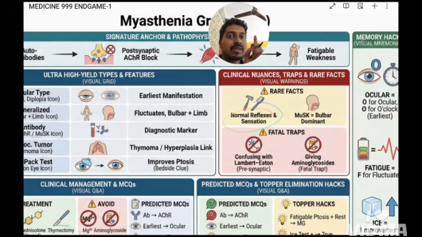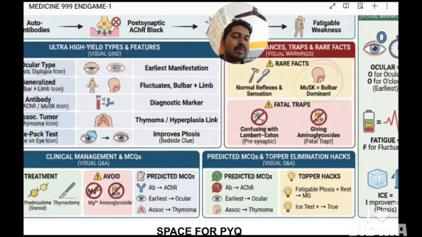Sensory pathway is also normal. So this is a neuromuscular junction defect. This is not a nerve defect. Next, MuSK antibodies are more predominant in the bulbar type of myasthenia gravis. Okay, the bulbar variant, where there will be associated dysarthria, dysphonia, dysphagia. In that variant, MuSK antibodies are more common.